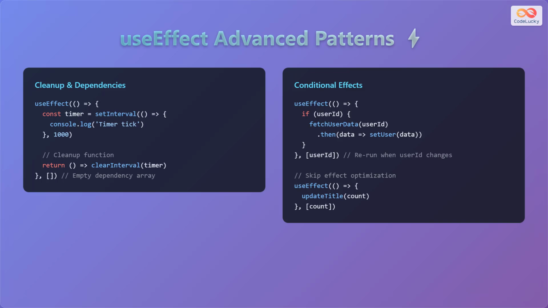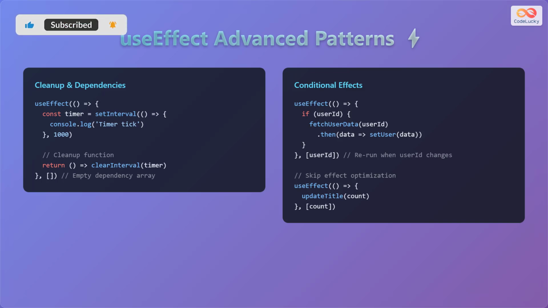First, cleanup and dependencies. The useEffect hook can return a cleanup function that is executed when the component unmounts or before the effect is rerun. This is useful for cleaning up resources like timers or subscriptions to prevent memory leaks. For example, if we set up a timer using setInterval, we can return a function that clears the interval using clearInterval. We also include an empty dependency array to ensure this effect runs only once when the component mounts.